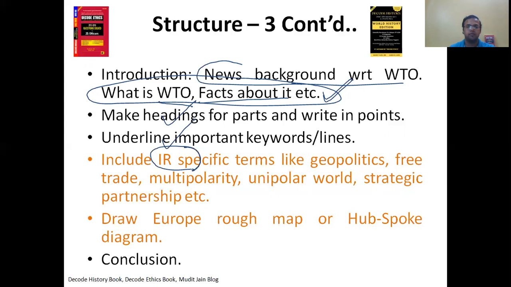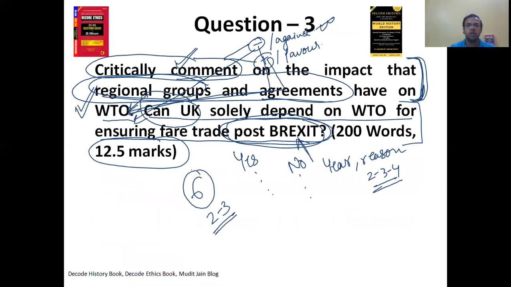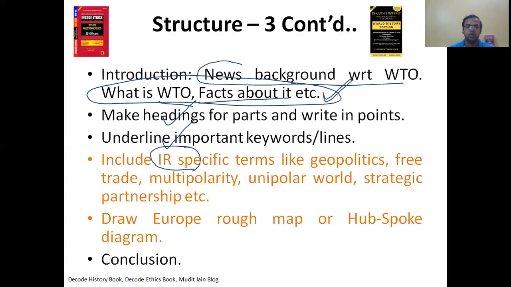When you are talking about WTO as a body, or regional groups, agreements, something as big as Brexit, geopolitics comes into play from the word go. So geopolitics is something that you can write in every IR answer. When you have WTO, you will have free trade along with it. Free trade is basically complementary to WTO. Where there is WTO, there is free trade, at least on paper. So you can write free trade whenever you see a question on WTO.